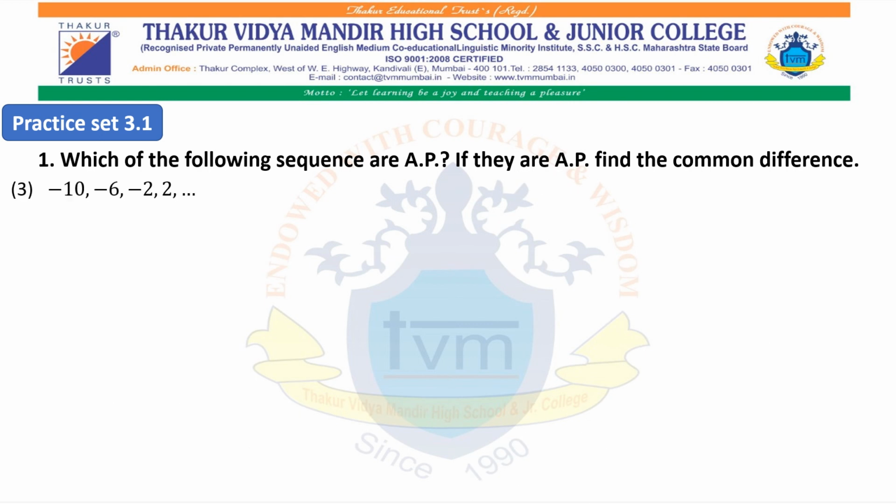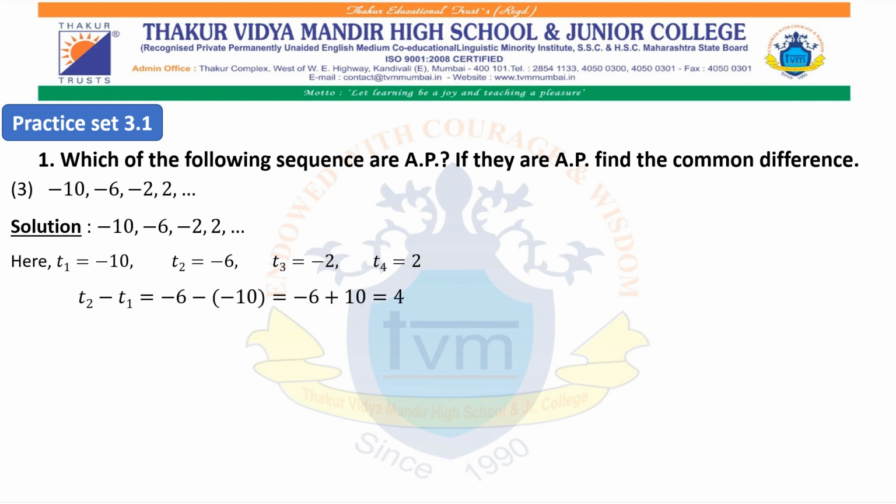Sum number 3. Minus 10, minus 6, minus 2, 2, and so on. Let us start with the solution. Again, we will specify them as T1, T2, T3, T4. Let us find out the difference between the second and the first term. We will write T2 minus T1. After substituting, we will get minus 6 minus of minus 10 equals minus 6 plus 10 equals 4. Means here the difference between the second and the first term is 4.